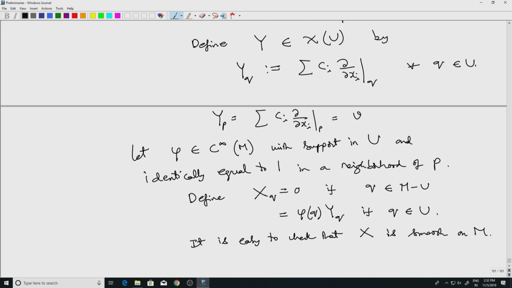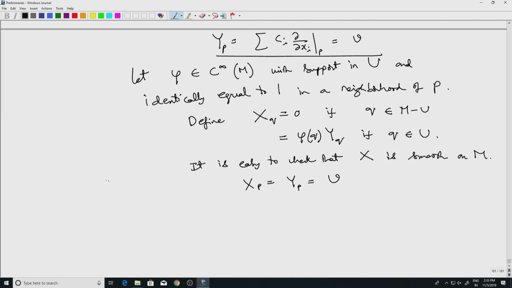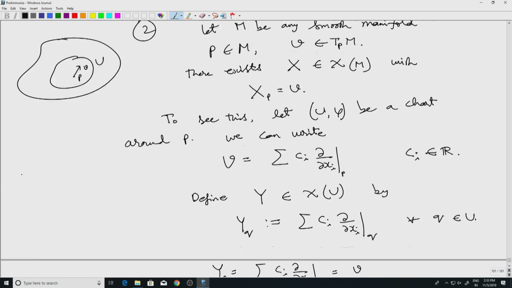All right. And since phi is identically 1 in a neighborhood of P, well, all I need is in fact that phi at the point P is 1. The neighborhood is also not necessary. So phi of P is 1 will guarantee that X at the point P is the same as Y at the point P, which is same as V, since that's what we had here. So any vector can be extended to bear a smooth vector field on M.